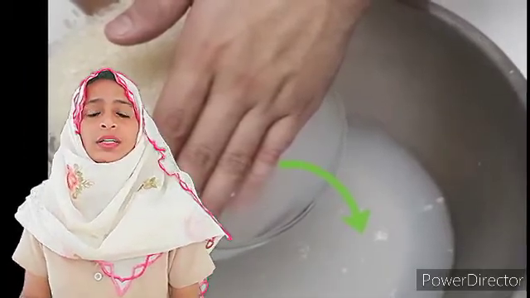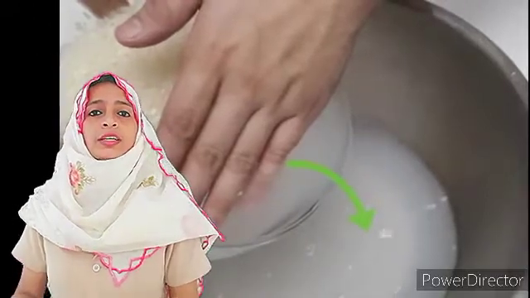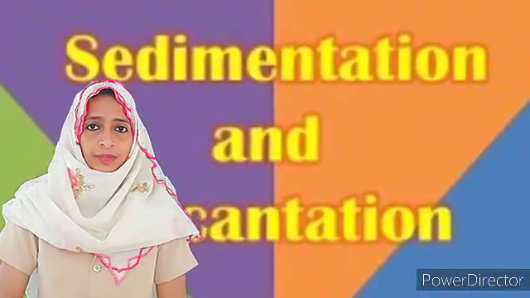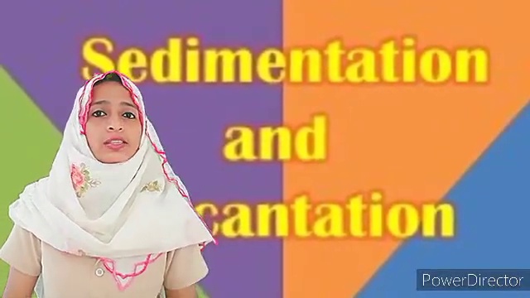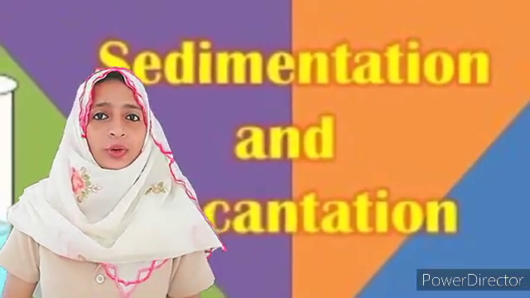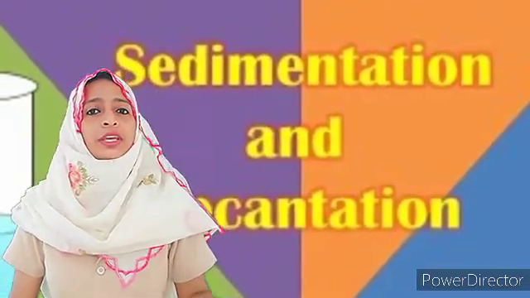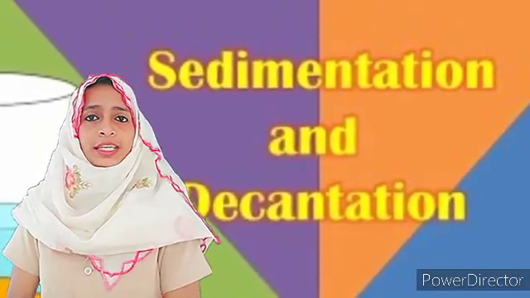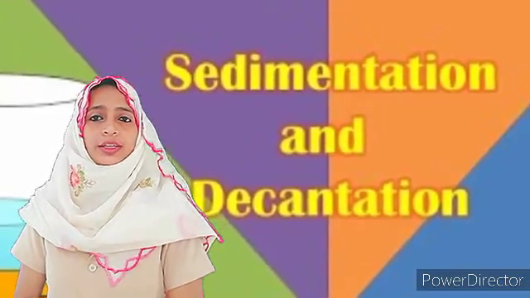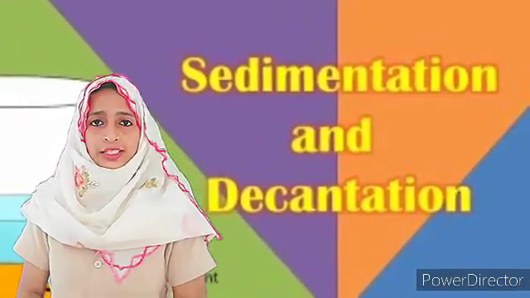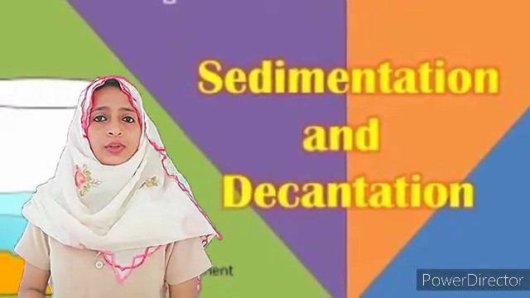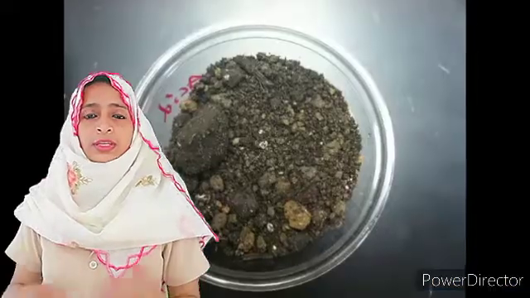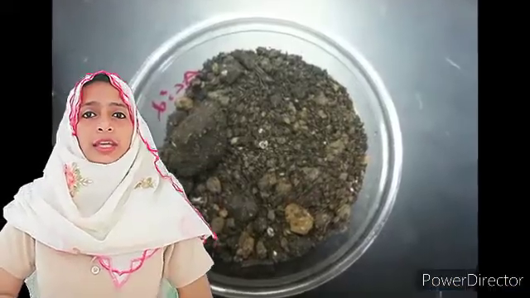Do you know which method is used over there? The method used here is sedimentation and decantation. Whenever we have an insoluble solid and a liquid, we use sedimentation and decantation. Let's see what sedimentation and decantation are. Let's take an example. As I told you, we should have an insoluble solid and a liquid. Here the insoluble solid I am taking is sand.